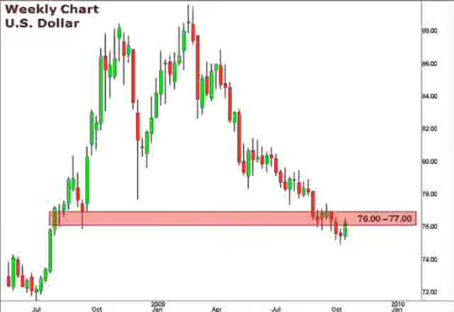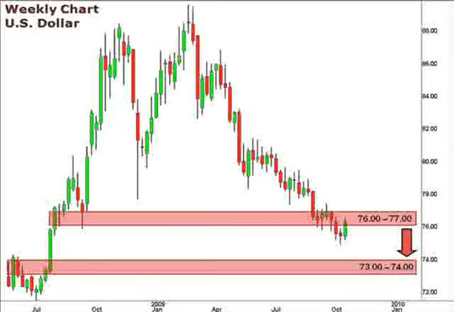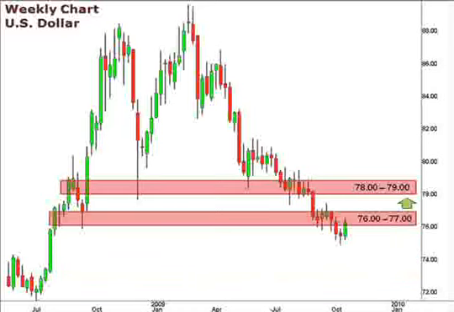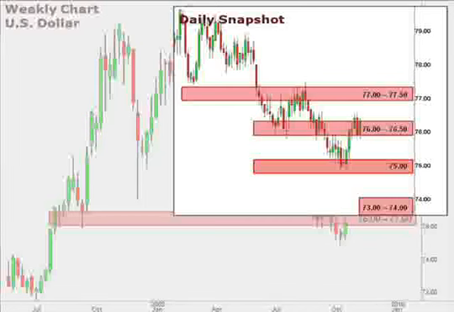At this point, a rejection here does open the window for a possible continuation down into our 73, 74 focal zone. However, if the US dollar index finds support within this 76, 77 range, we would look for a move up into the 78, 79 focal zone. A quick look at our daily snapshot shows the importance of these major support and resistance levels right now, with a little bit of consolidation taking place within our 76, 76 and a half focal zone, suggesting the possibility that if the dollar index holds here, we could see an extension up into that 77, 77 and a half level.